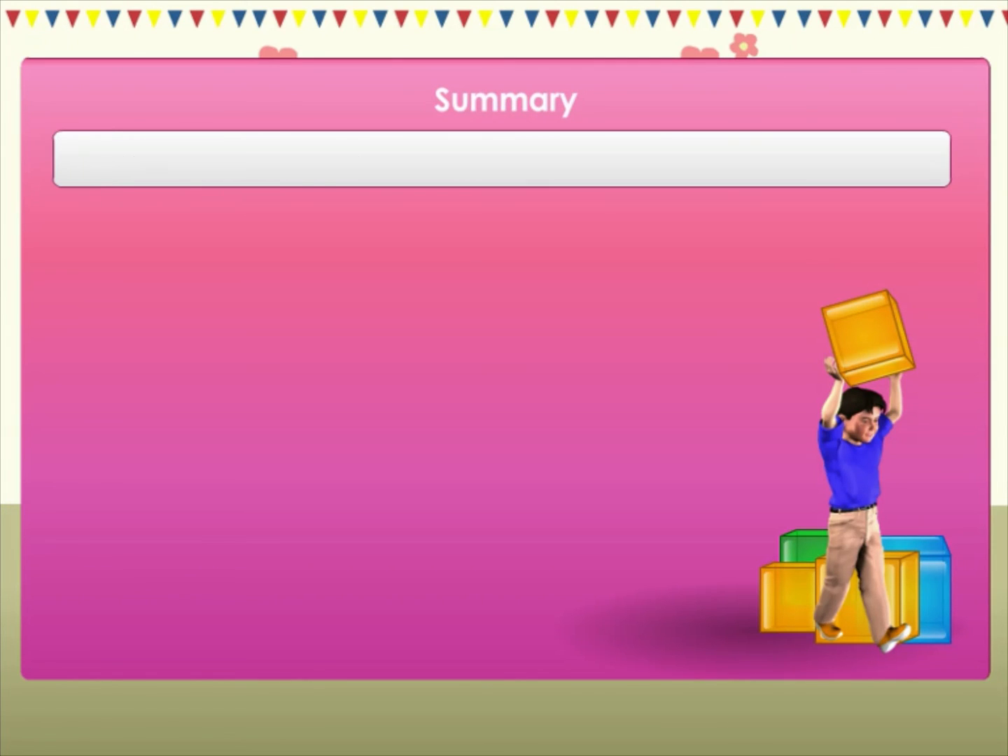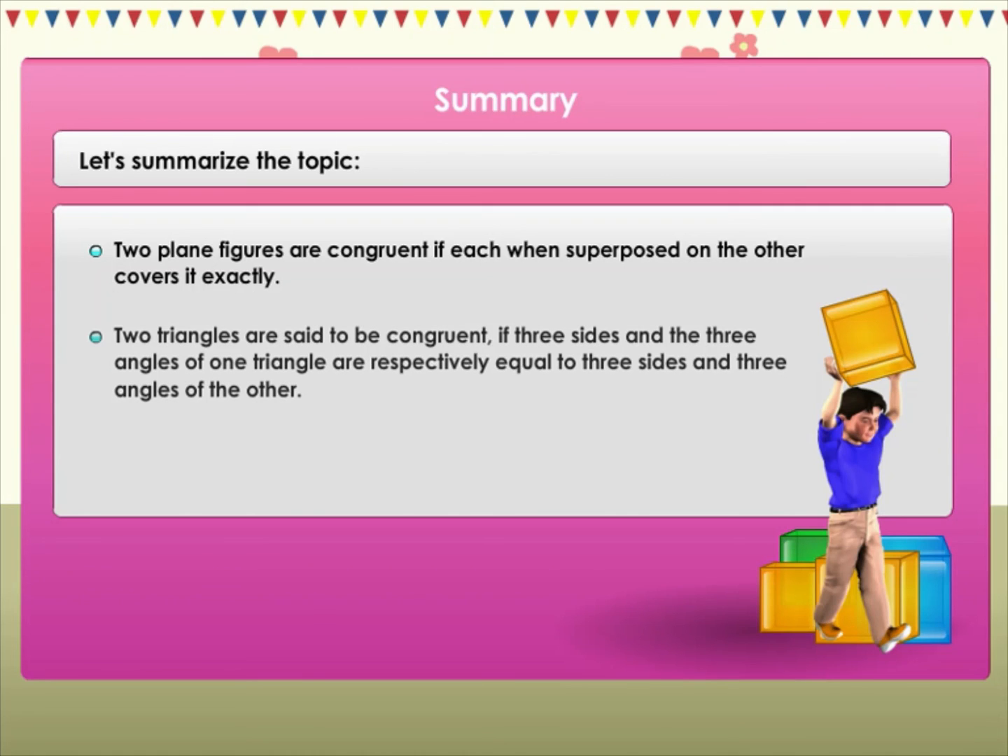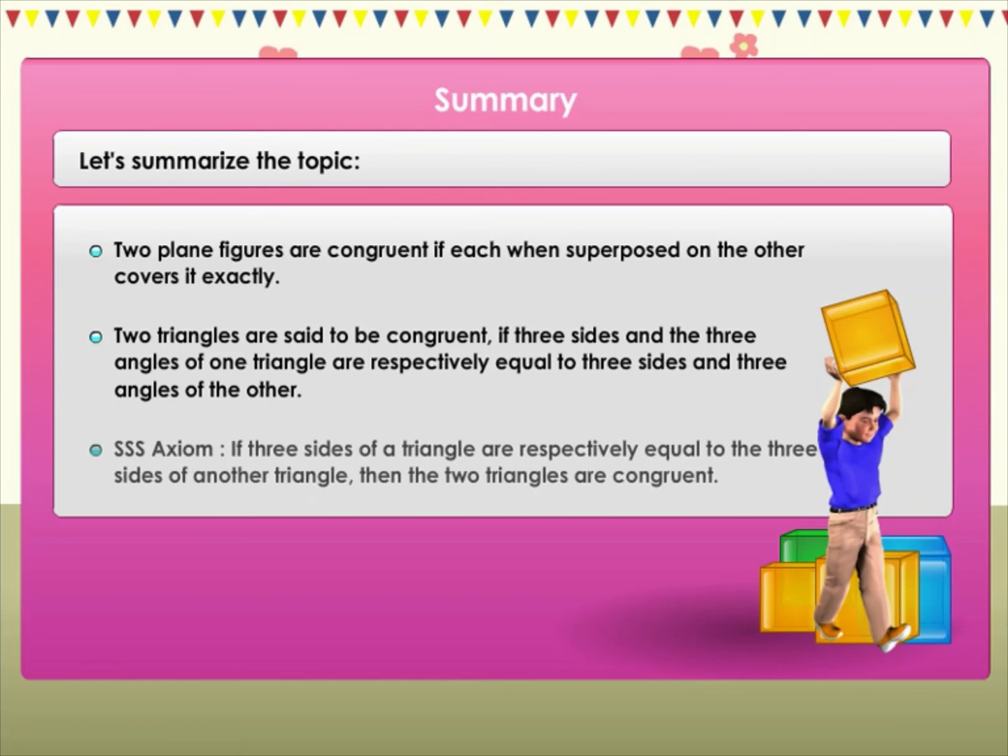Summary. Let's summarize the topic. Two plane figures are congruent if each, when superimposed on the other, covers it exactly. Two triangles are said to be congruent if three sides and the three angles of one triangle are respectively equal to three sides and three angles of the other. SSS axiom. If three sides of a triangle are respectively equal to the three sides of another triangle, then the two triangles are congruent.